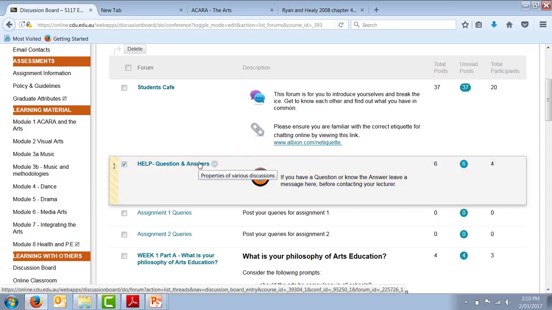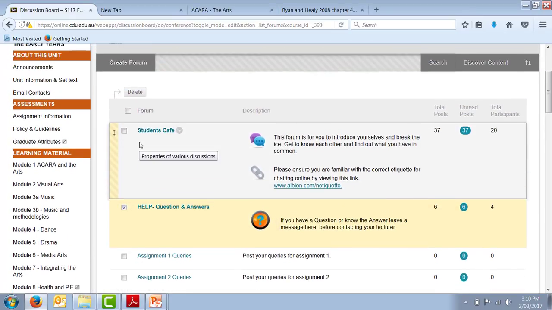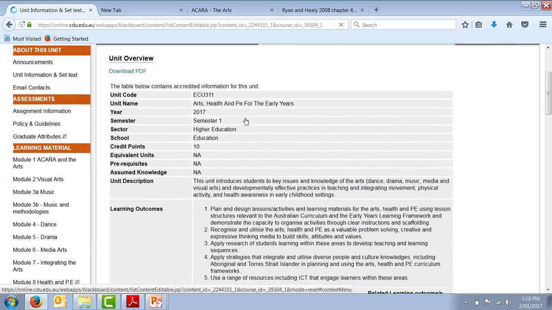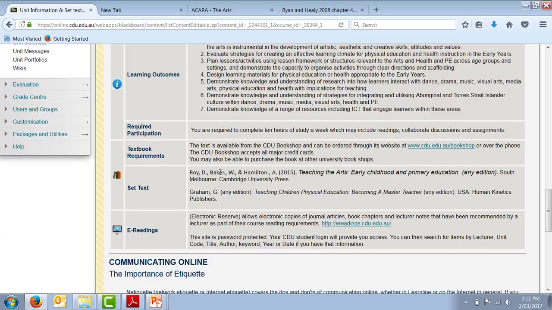To find the readings, where is my other document? So you've got your set text there, and you can also find e-readings on here at the electronic reserve, and the other reading is the one by Graham, Teaching Children Physical Education. So that's in terms of the health and physical education side of things, so for Module 2.